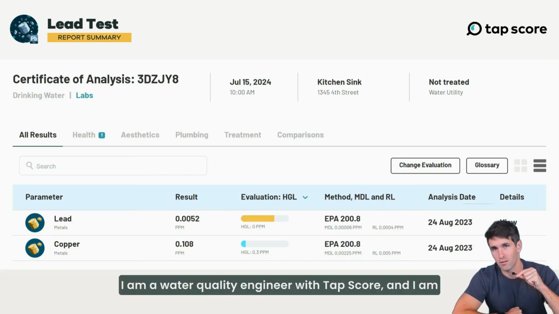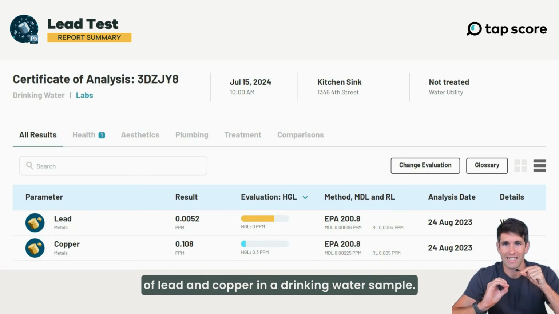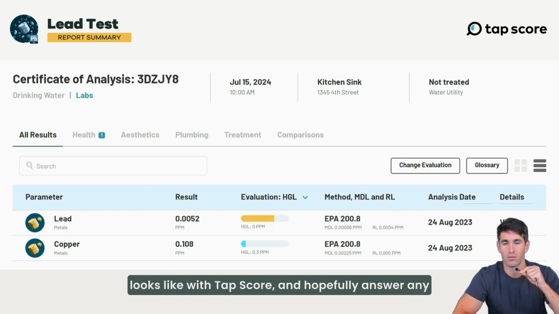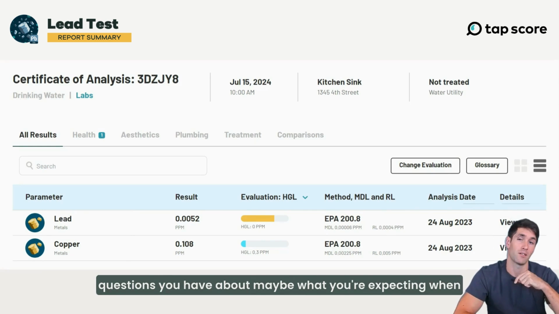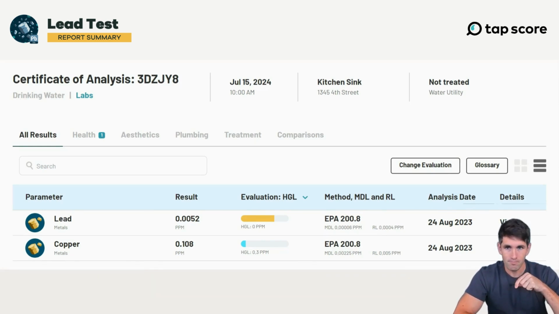I'm a water quality engineer with TapScore, and I am here today to walk you through a very simple laboratory report of lead and copper in a drinking water sample. I want to show you what a laboratory report looks like with TapScore and hopefully answer any questions you have about maybe what you're expecting when you buy a water quality test for your home.